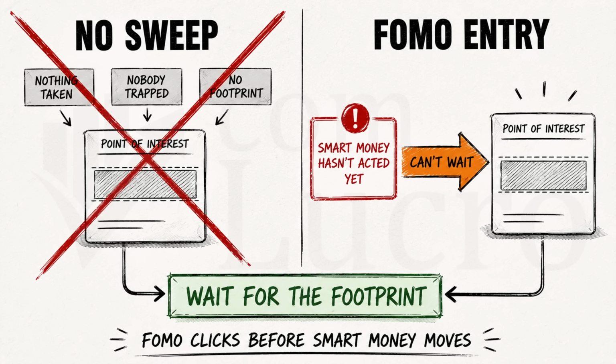So understand what it means when the sweep is missing. Nothing has been taken, nobody is trapped, and there is no footprint. Yet most traders take the zone anyway, because waiting feels like missing the move. That is FOMO placing the order, before smart money has even acted.